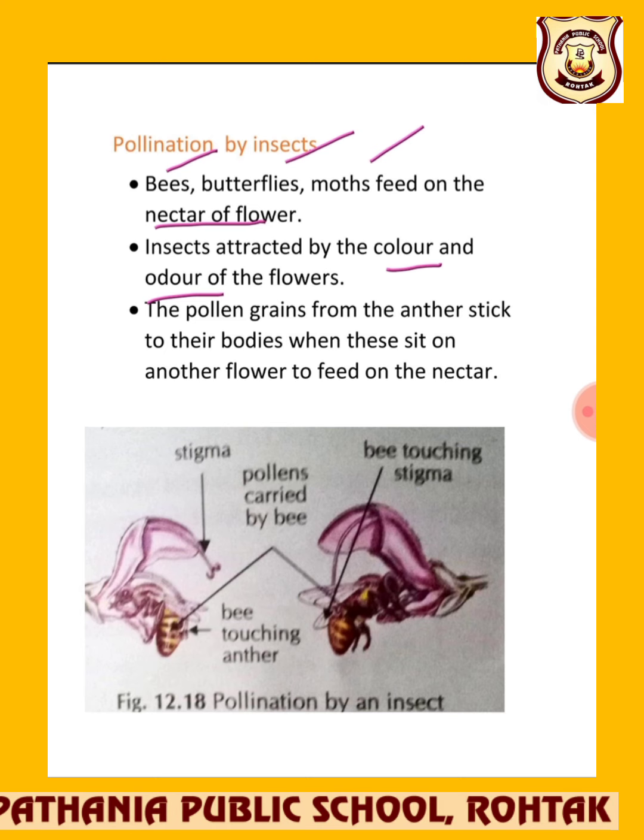And what will happen? The anther sticks to their bodies. And when they sit on another flower, they feed on that. While feeding on the nectar, the pollen will fall down and cross-pollination takes place.